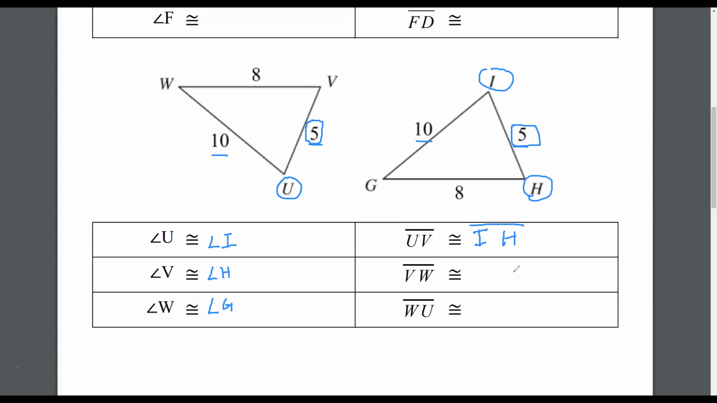And that means now I can fill in the rest without even needing to use the picture, right? Without even using the picture, I know VW corresponds to HG by using my table on the left here, right? And then likewise, I know WU is going to be GI.